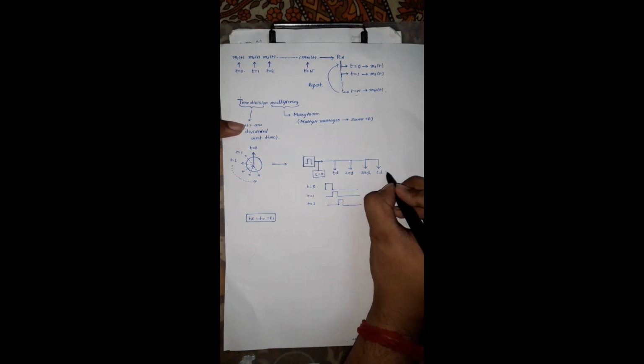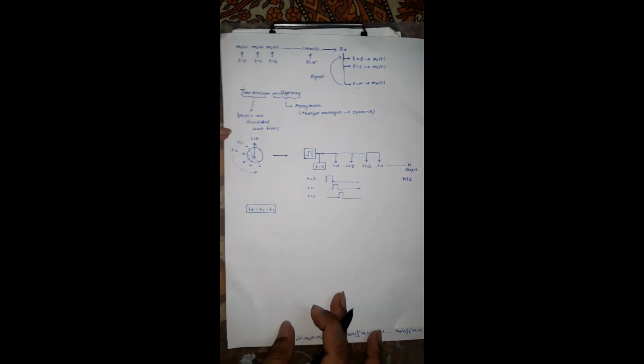We are delaying the pulse for td time delay at each and every step, and this delay will continue up to n steps. At the last stage the delay will be n td.